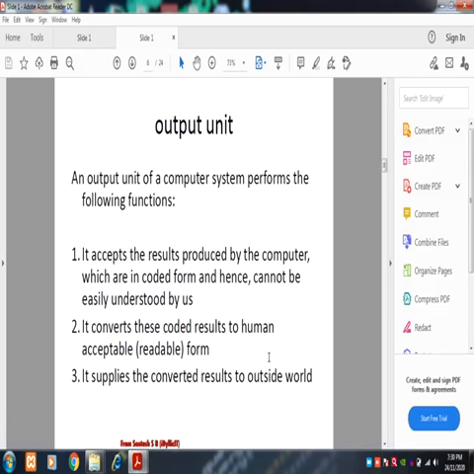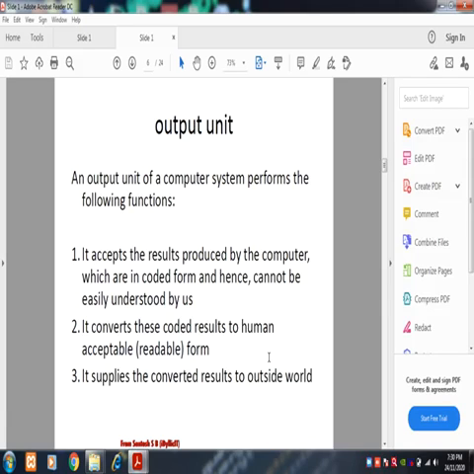The output unit takes the computer processed data and produces a result, which is in some coded form, and hence it cannot be easily understood by us human beings. It converts these coded results into a human acceptable form. It means we can easily read and understand that form, which the output unit produces.